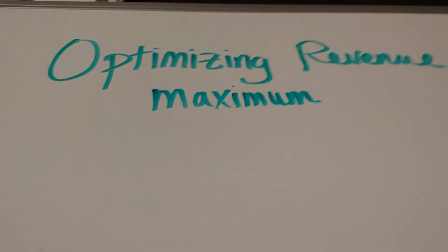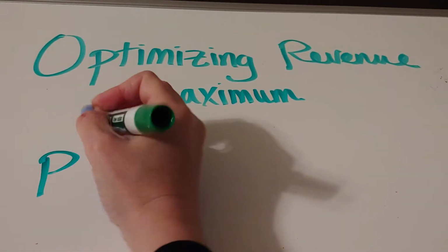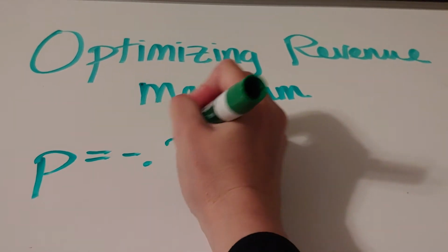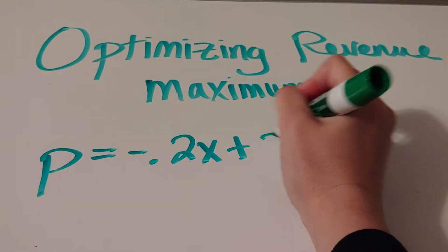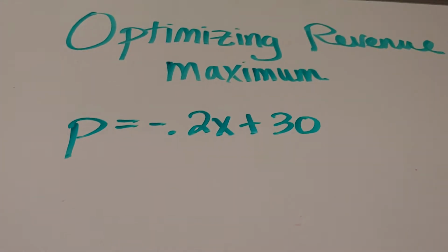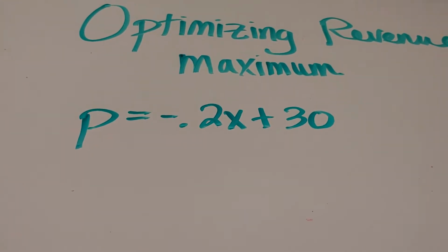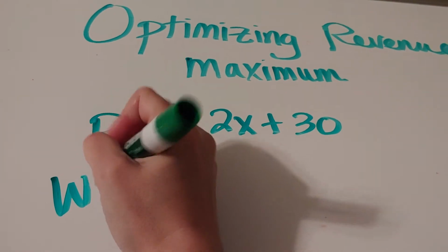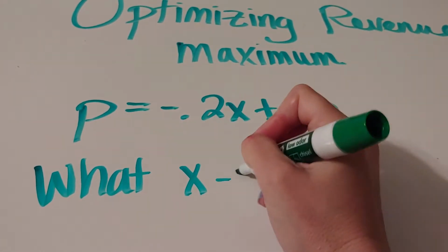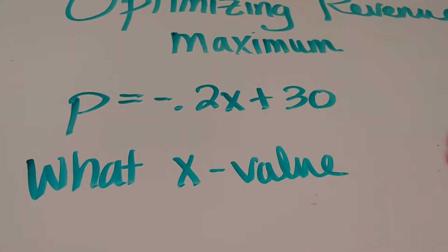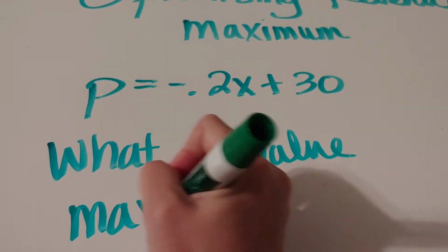So you may be given a revenue function, or you could be given a demand function. So let's say that we were told that we had demand function p equals negative 0.2x plus 30. And we were asked to find what x value maximizes the revenue.